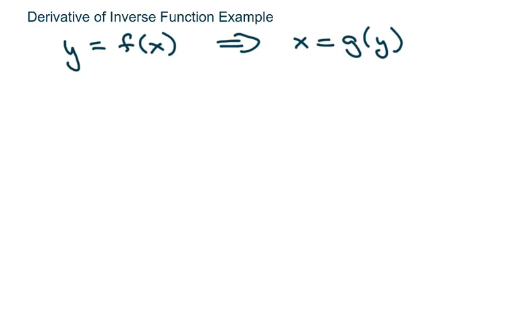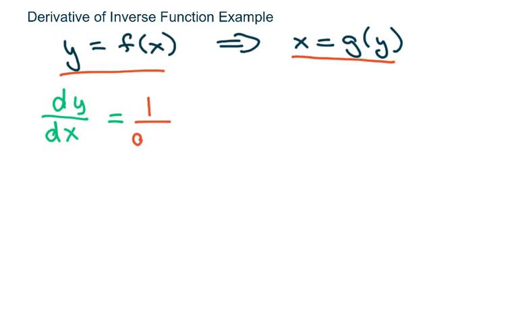Hi everyone, we're going to talk about the derivative of an inverse function and do an example. So basically, when you take a function that's differentiable and say its inverse is x equals g of y, then we can get started and say, well, the derivative of y with respect to x. Well, we know that I can rewrite this as 1 over dx over dy, the derivative of x with respect to y. That's just basic algebra there.